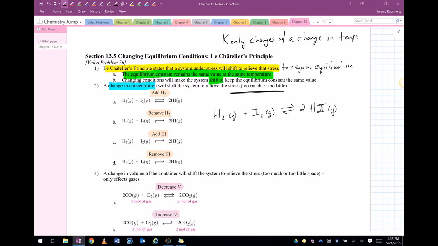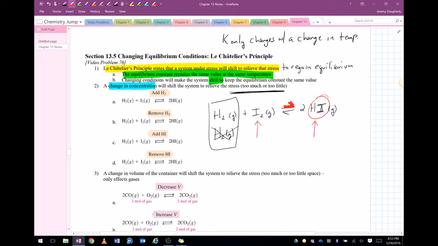So the concentrations are such that when I solve for them, it equals that value for K. So I have a certain ratio. Well, I add some extra hydrogen, so now I have twice as much hydrogen as I should have at equilibrium. So the stress here is too much hydrogen. How do I get rid of that stress? I need to get rid of hydrogen somehow. The way I do that is I shift to form HI, because when I form HI, I use hydrogen. So I'm going to end up forming more HI.